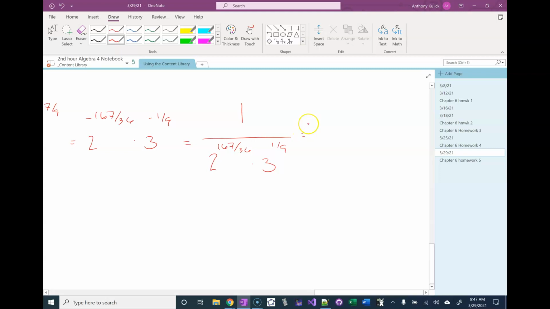I've now combined all the like terms and I have positive exponents, so I'm now going to rewrite these as radicals. So using my definition, that's going to be the 36th root of 2 to the 167, and the 9th root of 3 to the 1st.